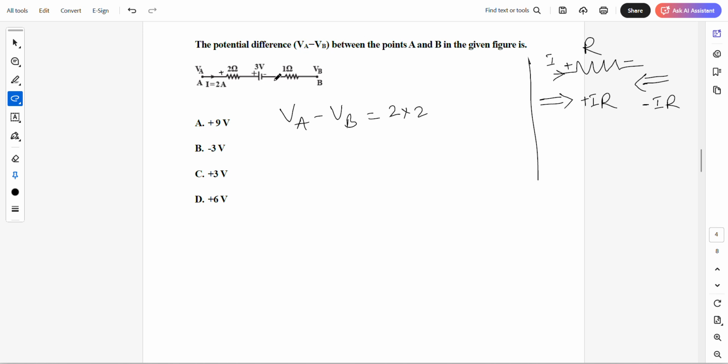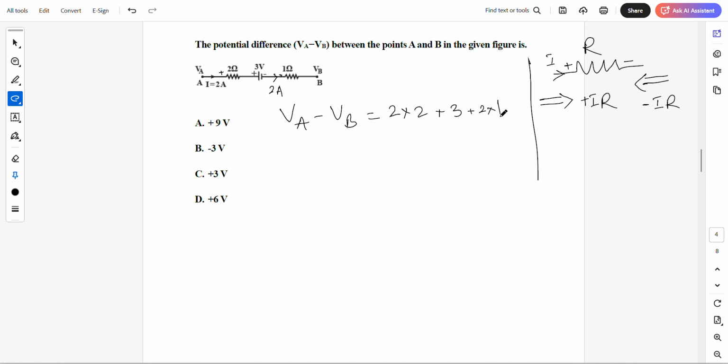If I move further here, what am I getting? I am getting the voltage source, plus 3. Now, if I move here again, 2 amperes of current is flowing only. Same current is flowing because all are connected in series. 2 into 2 plus 3, plus current is again entering here, right? Current is entering here. This is plus, okay?